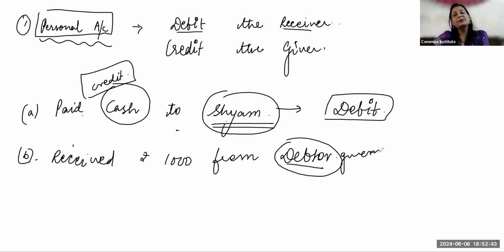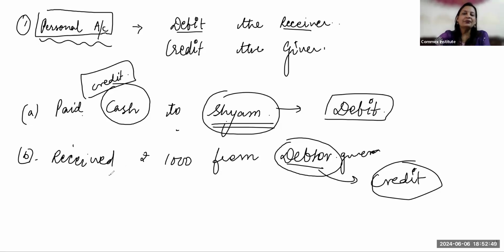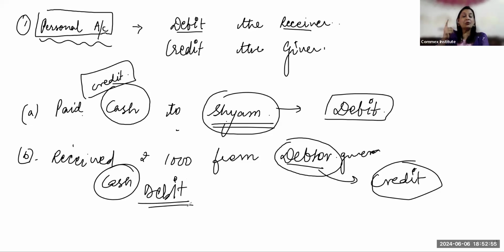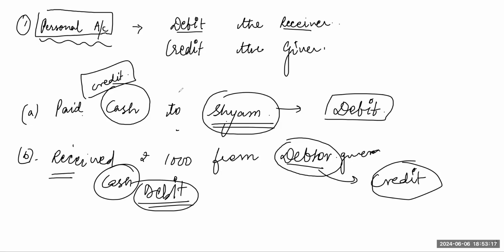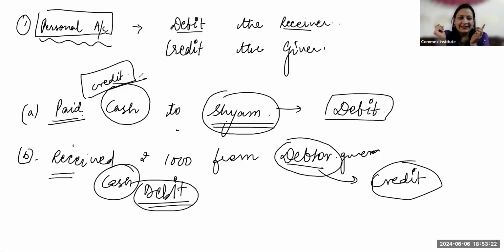So what do we have to do with the giver? We have to credit the giver. So what will we do with cash? We will debit cash. Now relate this with the accounts which we had prepared. Whenever we received cash, whenever it was a receipt, what did we do with cash? When we receive cash, we were debiting cash? Yes, ma'am. Okay. Similarly, when we were paying the cash, we were crediting the cash.